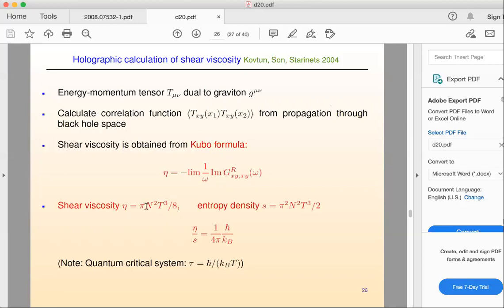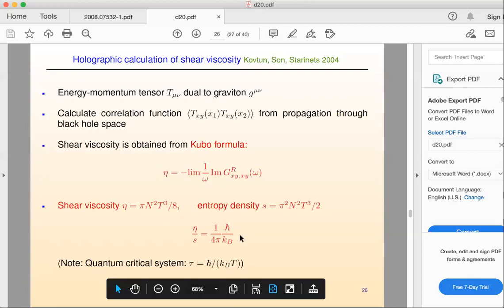It's a pretty simple result. N is the rank of the gauge group of our quantum field theory, and T is the temperature. The entropy density comes from the fact that we just evaluate the horizon area of the black hole, essentially, via the Bekenstein-Hawking formula. The ratio of the two gives this very famous result, 1 over 4 pi, h bar over k Boltzmann. 1 over 4 pi is 0.08, so this is kind of the smallest number you can get here. And this is a result for strong coupling behavior.